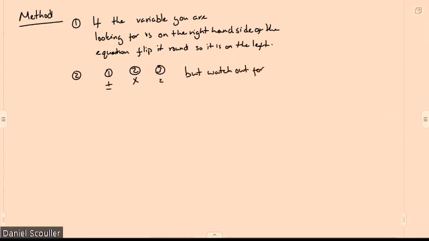But watch out for our barriers. Barriers are our root signs, our brackets, and our fractions.